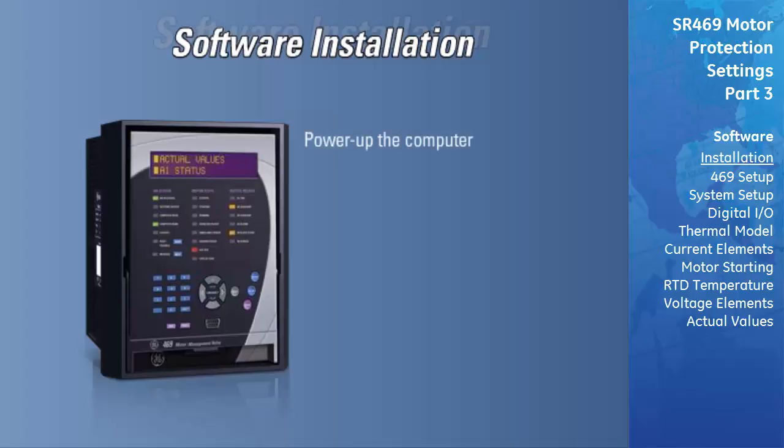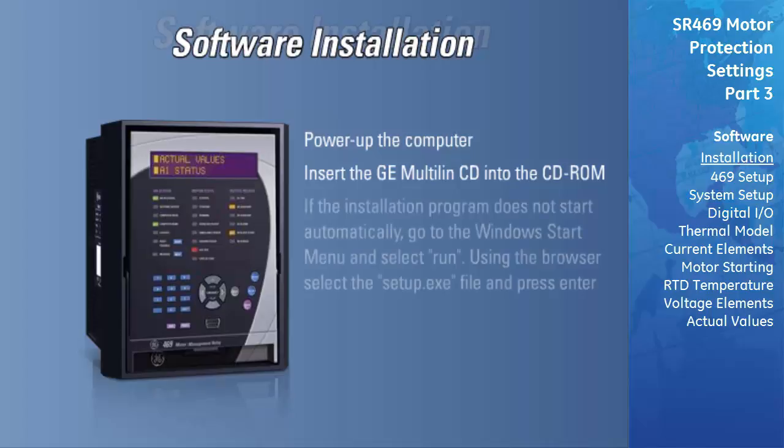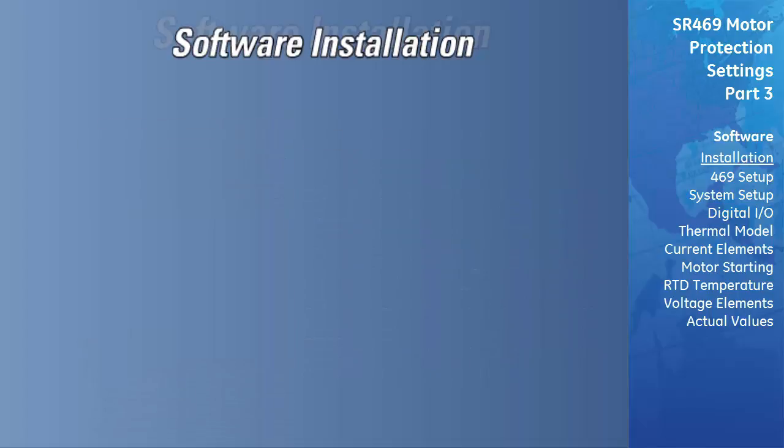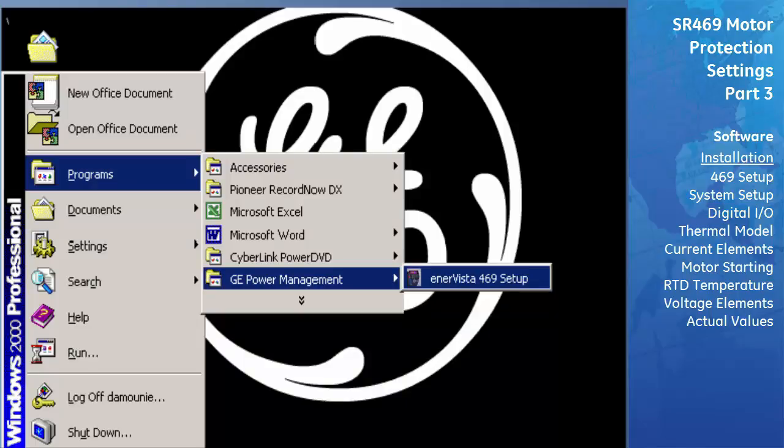Power up the computer and start the Windows program. Insert the GE Multilin CD into the CD-ROM drive. If the installation program does not start automatically, go to the Windows Start menu and select Run, and using the browser, select the setup.exe file and then press Enter. Once the CD has launched, the user will be presented with a screen that is similar to the GE Multilin web page. Once the software has been installed, a 469 PC software icon will be added to the GE Power Management Program Group.